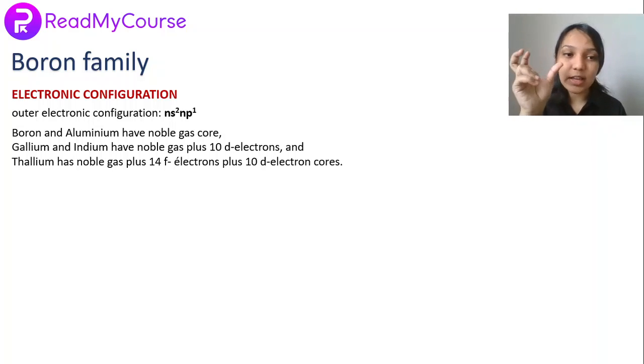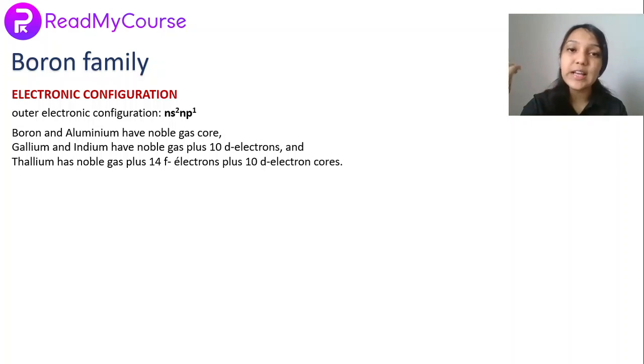So they have a noble gas core. In the case of gallium and indium, they have the noble gas core, that is ns and np, plus d10 electrons. They have d orbitals as well. Yes, we discussed that. And thallium has the noble gas core plus 14 f electrons and 10 d electrons as well. Yes, we saw that also.